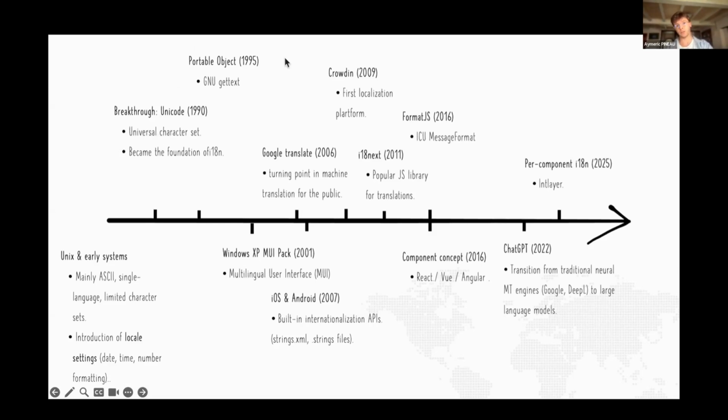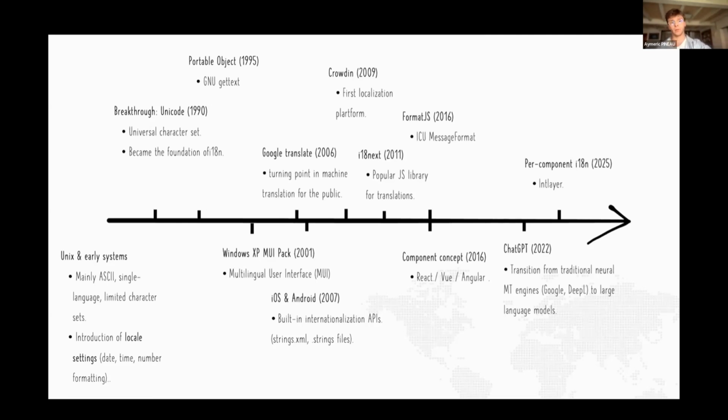We then talk about the portable object format with the GNU gettext project. But following that, Windows had its own approach, same for iOS, Android. All of them have a kind of built-in way to integrate multilingual content.